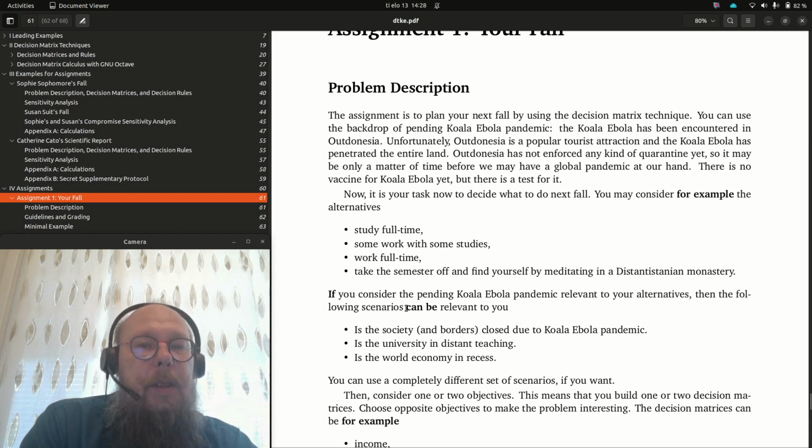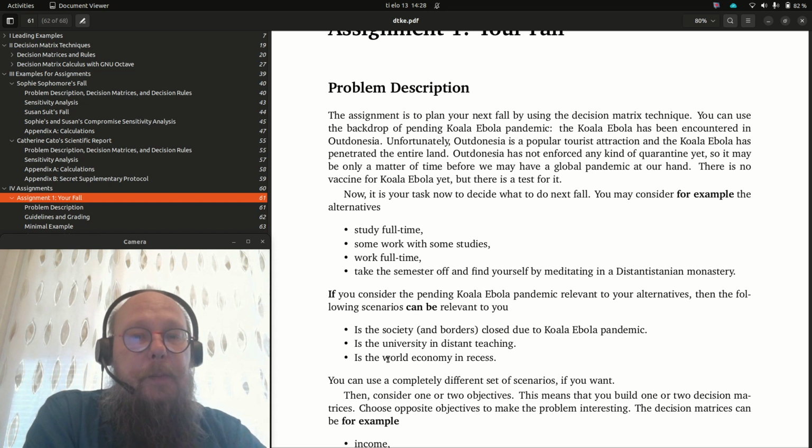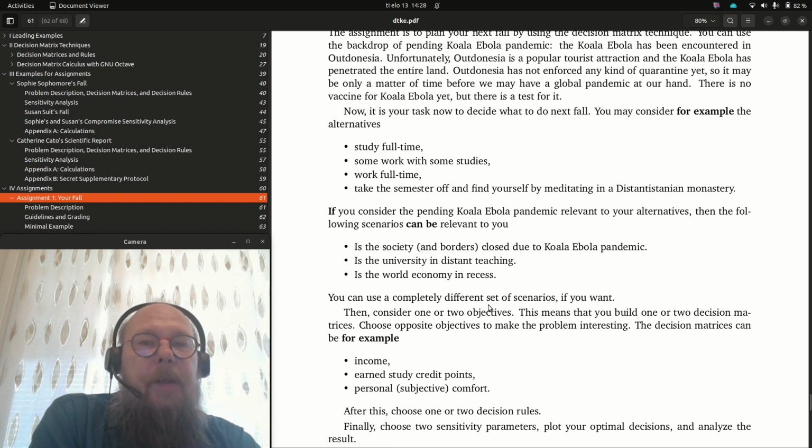And what could the scenarios be? This is again an example. You can choose different scenarios if you like, but one question is: are the society and the borders closed due to the pandemic? Is the university in distance teaching? And is the world economy in recession? So there are, for example, these three questions, which gives you 2 to the power 3, 8 scenarios in all. Maybe some scenarios are not reasonable, so you have maybe fewer than 8 scenarios. But as I said, you can use a completely different set of scenarios if you want.